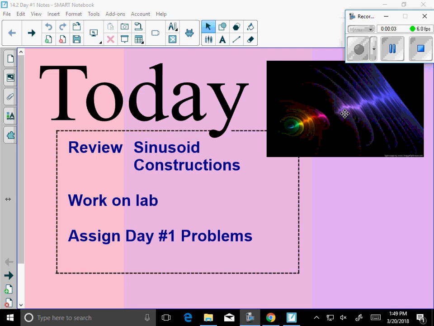Okay, 14.2, day number 1. We're going to construct sinusoids. What is a sinusoid? Well, ironically, a sinusoid is a sine function or a cosine function. So sinusoids is this family of sines and cosines, which yesterday when we looked at that one problem, you can write any given problem in an infinite number of ways, in an infinite number of sine functions or cosine functions based on some vertical reflection.